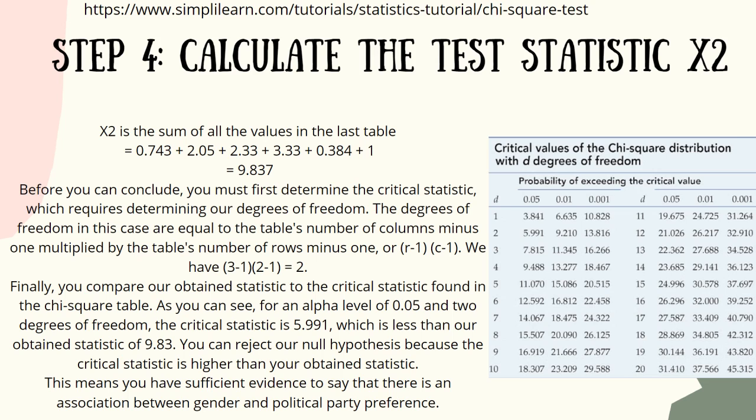Finally, you can compare our obtained statistic to the critical statistic found in the chi-square table. As you can see, for an alpha level of 0.05 and 2 degrees of freedom, the critical statistic is 5.991, which is less than our obtained statistic of 9.83. You can reject our null hypothesis because the critical statistic is lower than your obtained statistic. This means you have sufficient evidence to say there is an association between gender and political party preferences.